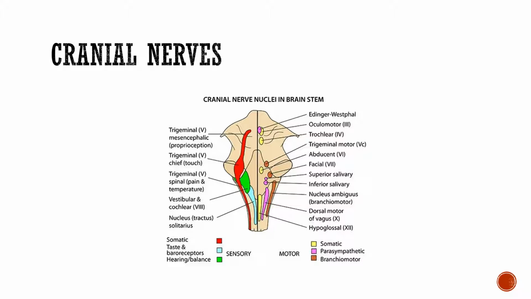Cranial nerves 3 through 12 all emerge from the brainstem. The oculomotor nerve and the trochlear nerve nuclei emerge from the midbrain. The nuclei of the trigeminal nerve, abducens nerve, facial nerve, and vestibulocochlear nerve emerge from the pons, and the nuclei of the glossopharyngeal nerve, vagus nerve, accessory nerve, and hypoglossal nerve all emerge from the medulla.